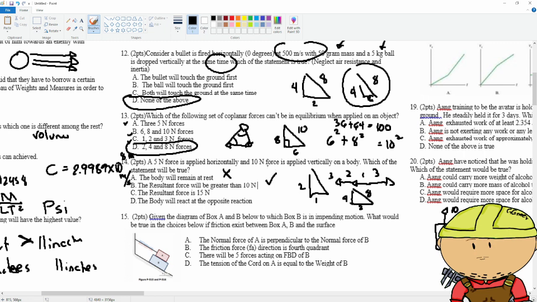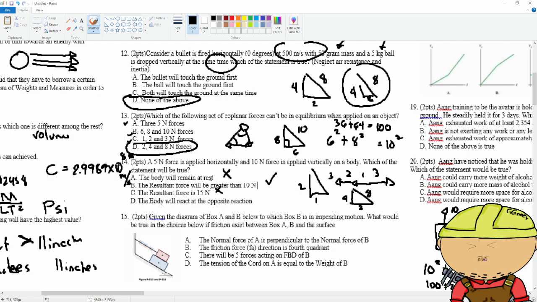Yes. Because 10 squared plus 5 squared is 100 plus 25. That's already 125, and the square root of 125 is probably 11 point something. Okay. The resultant force is 15 Newton. No, it's going to be 11 point something. Just mental math. The body will react with an opposite reaction.